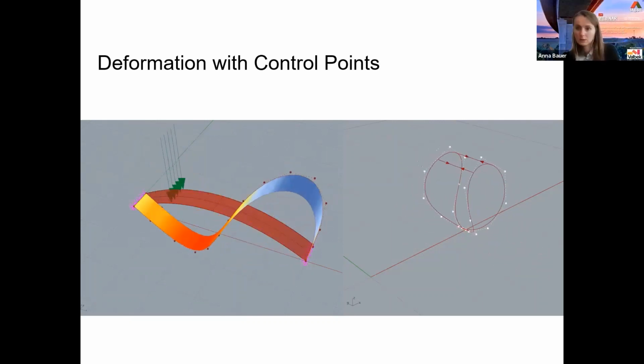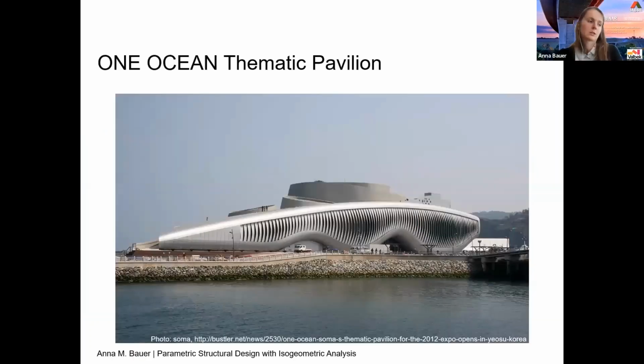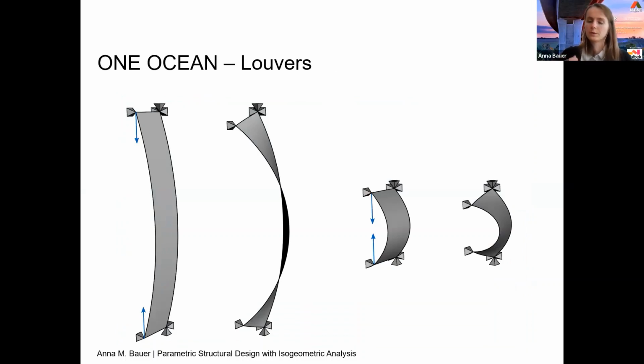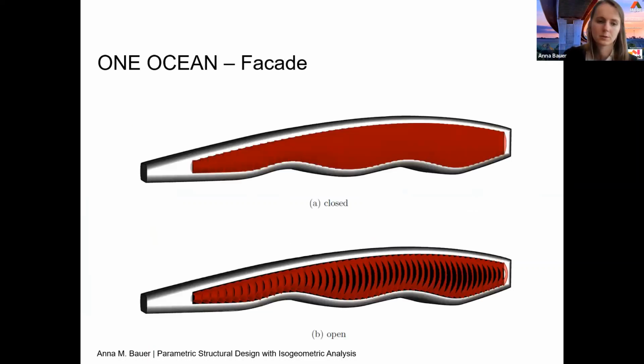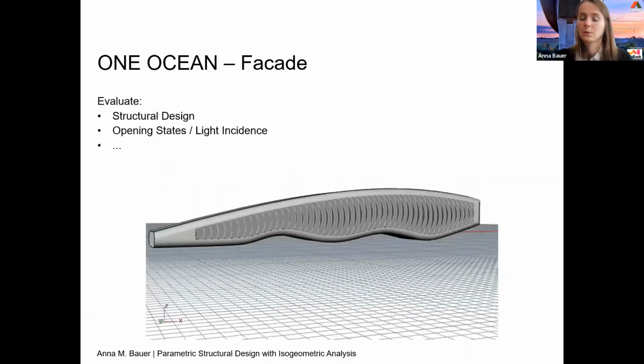And this feature is really nice for applications, for example, like this. So in the beginning, I looked for some application cases, and the One Ocean Thematic Pavilion was one of the structures where I thought IGA could be really beneficial, as we have these bending active louvers for the facade. So the facade can open up by bending or pushing the ends of the louvers towards each other. And by that, this opening of the facade is created. And analyzing this in the CAD environment is really nice because, for example, we have at the same time the data of the structural analysis available.